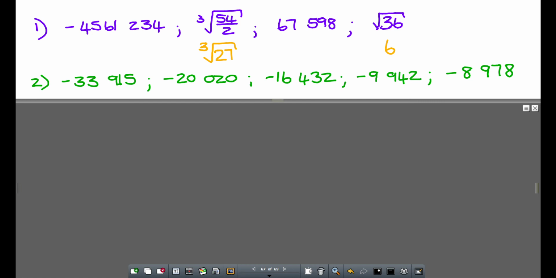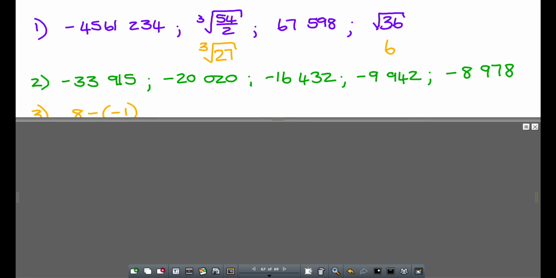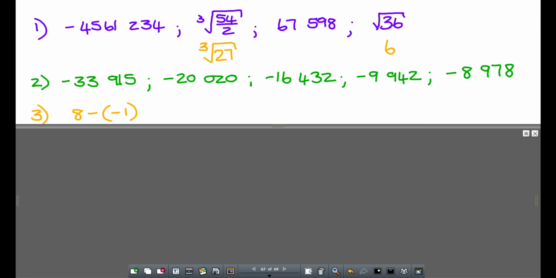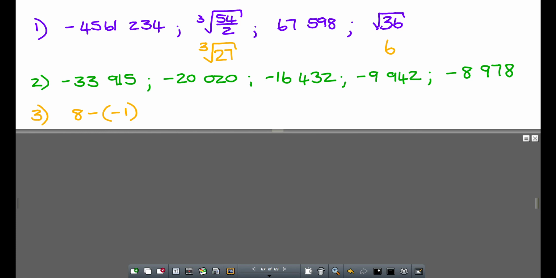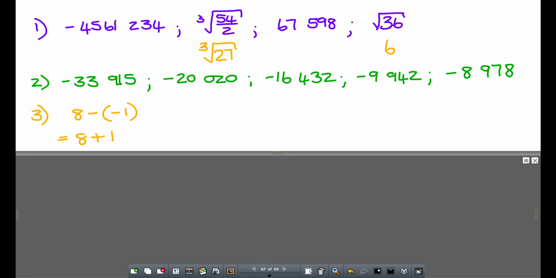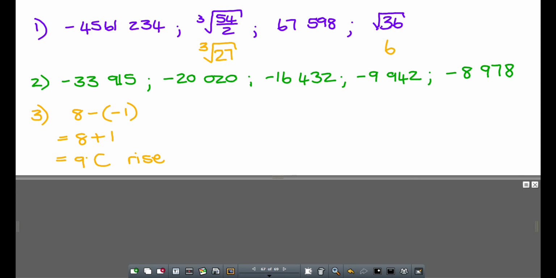Okay, then at number 3, they say the temperature one night in Ulundi was measured at minus 1 degrees Celsius. The temperature increased to 8 degrees the next day. By how many degrees did the temperature rise? So to work out how much it's going to rise, I'm going to take the highest minus the lowest. Meaning the 8 minus the negative 1. Now what's going to happen to those two minuses? It's going to become a plus. So meaning there was a 9 degrees rise in the temperature.